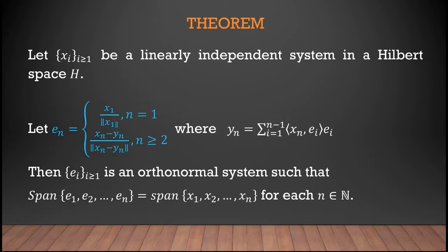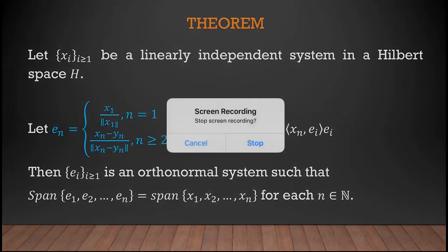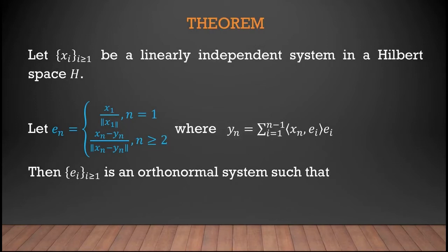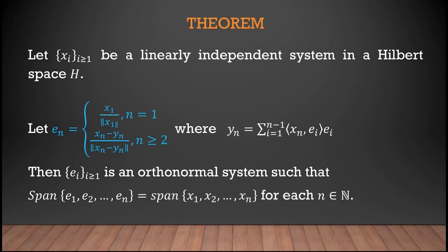orthonormal system, and it has the property that span of e1, e2, etc., en is equal to span of x1, x2, etc., xn for each n element of natural numbers. So, for each n we have the property span of e1, e2, etc., en is equal to span of x1, x2, etc., xn. Okay. So, we will be using mathematical induction to prove the theorem.